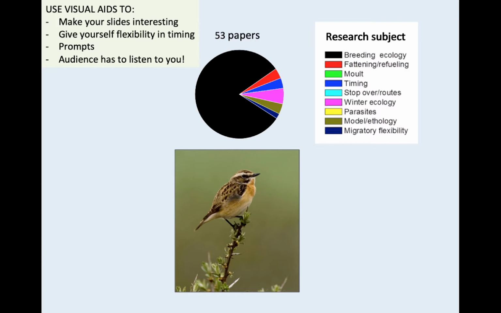Another example of a slide where I could have written a load of information, but instead I've given pictures. I've shown the species I'm looking at, and what kind of studies have been done on various parts of the ecology and biology of these birds. So I looked at stopover and wintering ecology, and you can see there's not actually much been done. Again, I can talk for longer, or I could just move on, which I'll do.